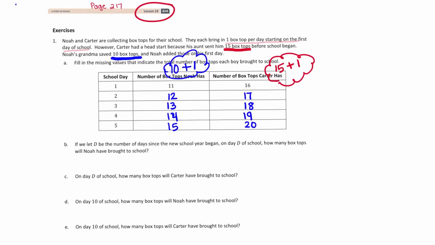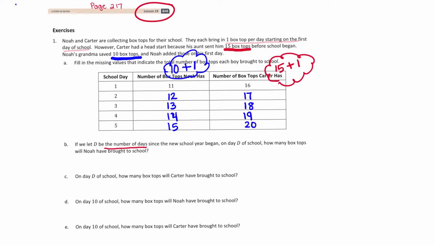Let's do B. If we let D be the number of days since the new school year began, on day D of school, how many box tops will Noah have brought to school? So keep in mind, we're going to be using a variable to represent a number of days. This is like when you don't have the number. You only know that, like on the first day, he brings 1 box top, but we don't know exactly what day of school it is, right?